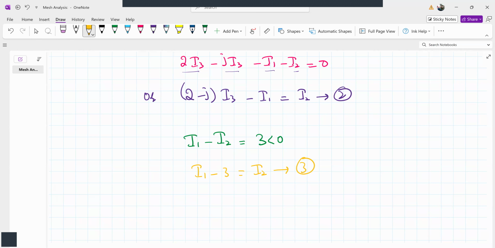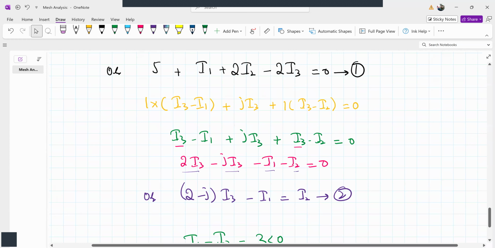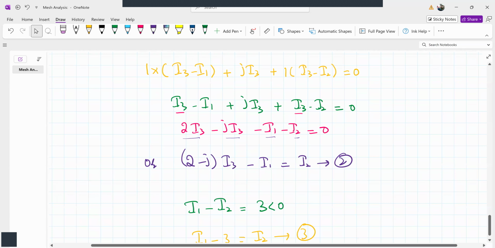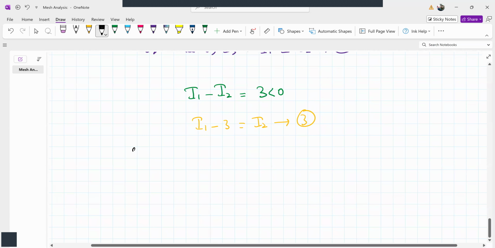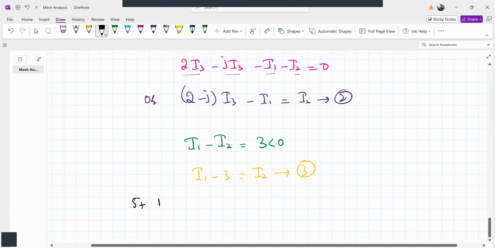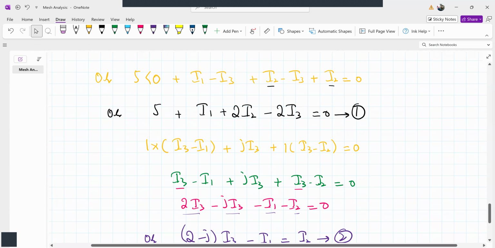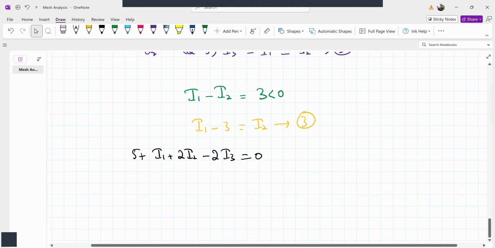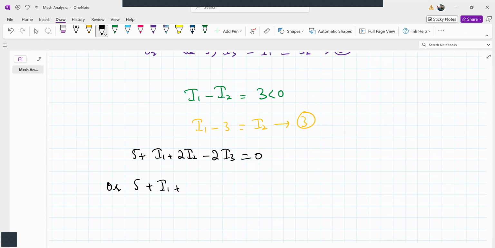Now substituting the third equation in the first and second, what will we get from this? If we write equation 3 in equation 1, what is equation 1? I1 plus 2I2 minus 2I3 is equal to 0. So if we substitute the value of I2, what we'll get from this? 5 plus I1 plus twice I1 minus I3. I hope I have done this right.